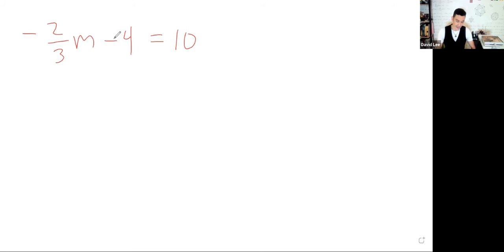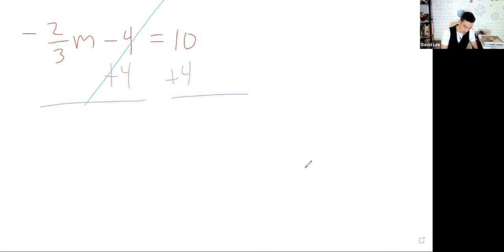So how do I get rid of a negative 4? Well, this is subtraction 4. So what's the opposite of subtraction? The opposite of subtraction is addition 4. So I'm going to use addition 4 on both sides. Because here on the left, those knock out, right? A negative 4 and a positive 4, they undo each other. They knock each other out. And so here this falls, negative 2/3 m equals, and then 10 plus 4 gives us 14.